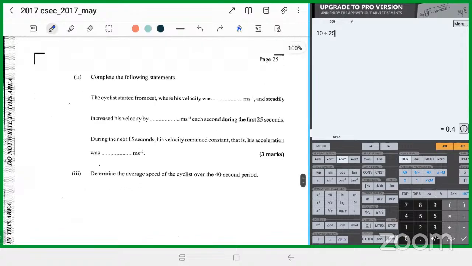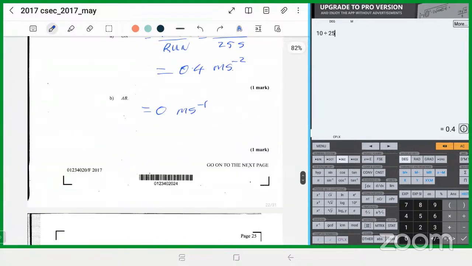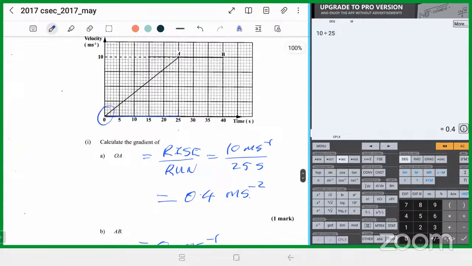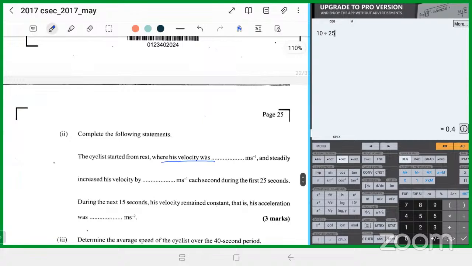Next question says, complete the following statement. The cyclist started from rest. It started here when the speed was 0. Speed is 0, you're at rest. You're not moving. When the speed is 0, you're at rest. Started from rest, which is true, where the velocity is 0 meters per second.